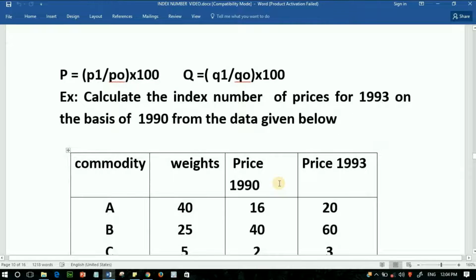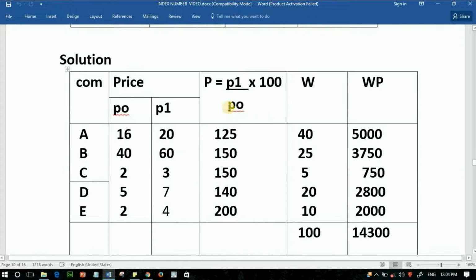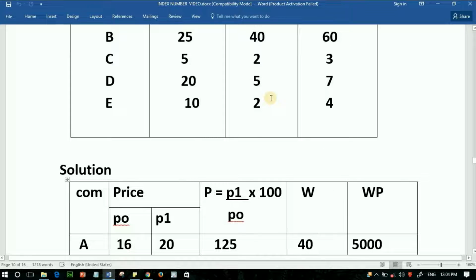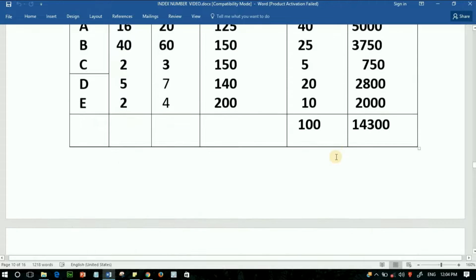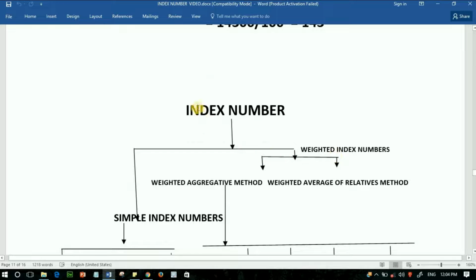A simple question for these: calculate the index number of prices of 1993 on the basis of 1990 from the data given below. So 1990 is the past, so you have to take it as the base year, and 1993 as the current year. Then simply applying, first of all you have to find out P, the price relative, P1 by P0 into 100. Here W is given. If W is not given, take W as P0 Q0. If W is given, you can directly apply 40 into 5 and add all these and substitute, we get the answer 143.